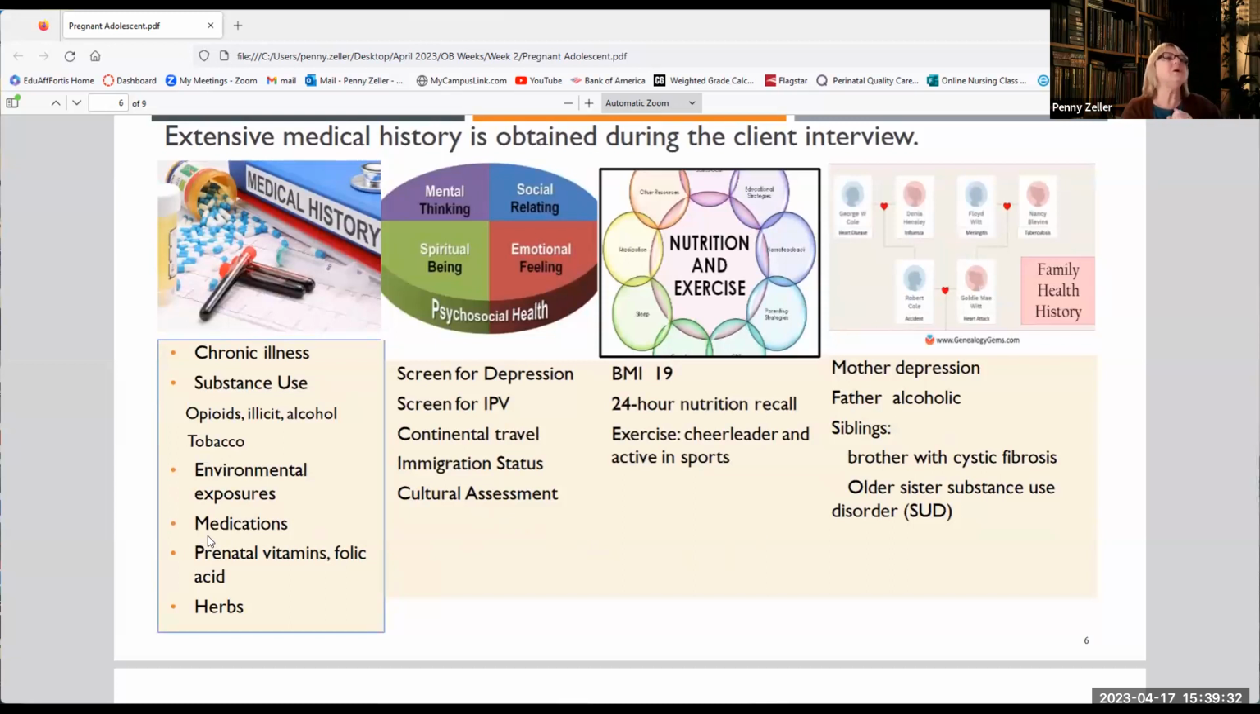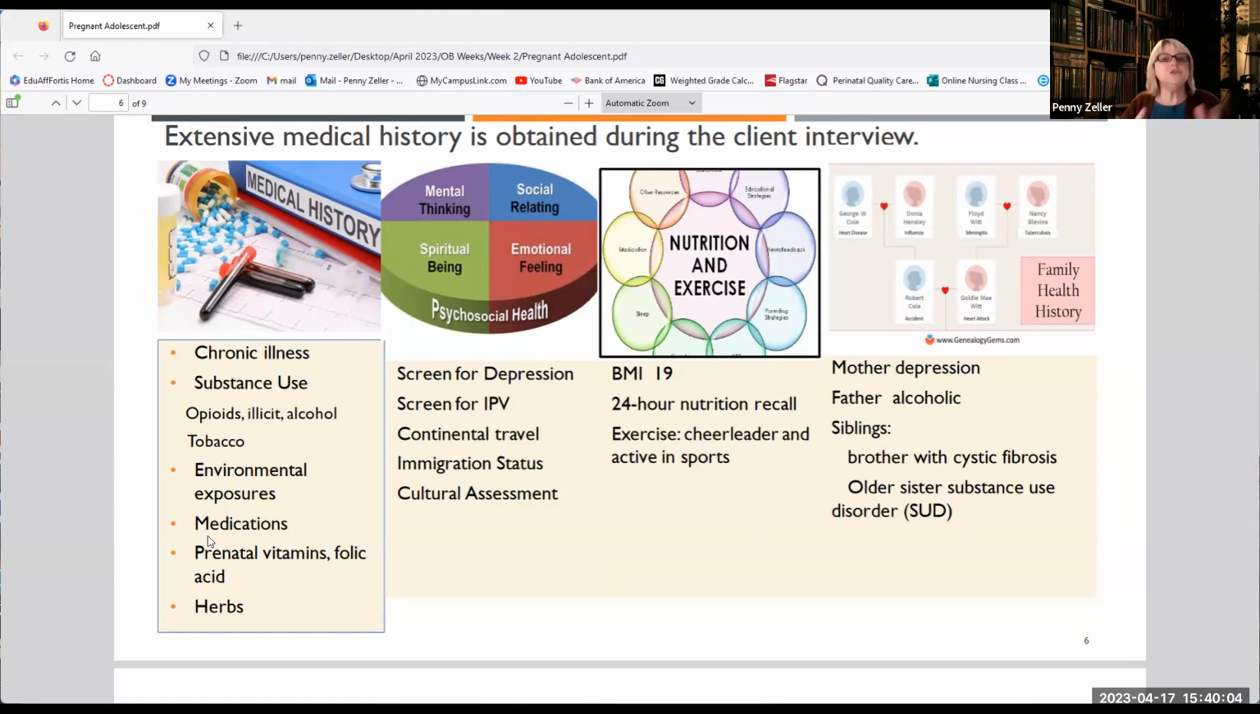All right, so extensive medical history. We want to know as much as possible about her. Thus, in her medical history, does she have any chronic illnesses? Does she use alcohol, any kind of illicit drugs? What about her prescriptions? Does she smoke? Any exposures? Okay, prenatal vitamins, especially those, we need her to have folic acid. So is she taking prenatals? And then is she taking herbal supplements? All of these can affect her pregnancy.